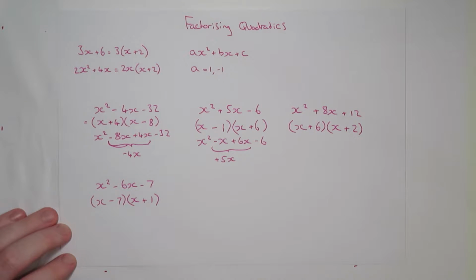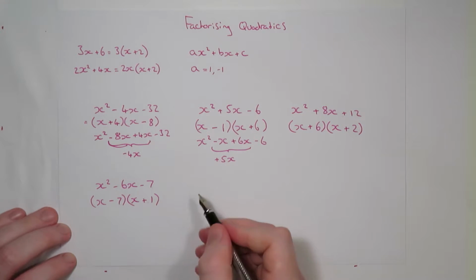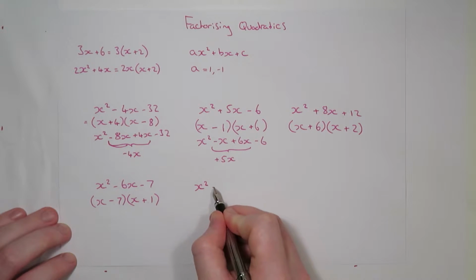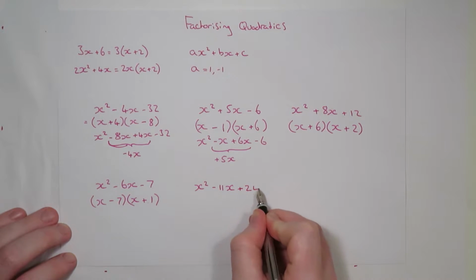So that's the way that works. And we'll go through, I think we'll do two more examples. x squared minus 11x plus 24.